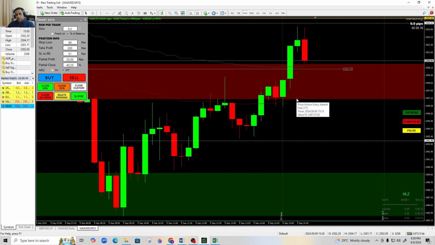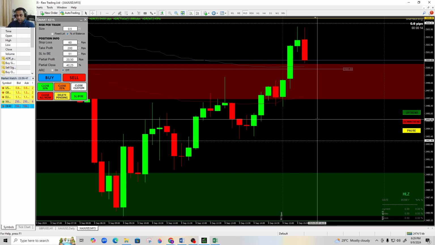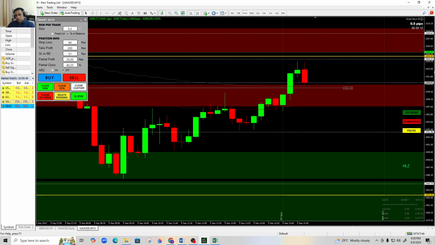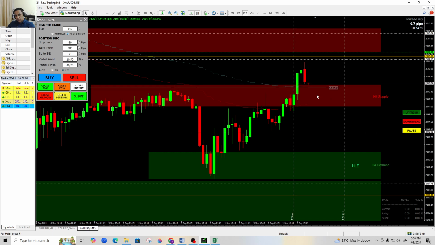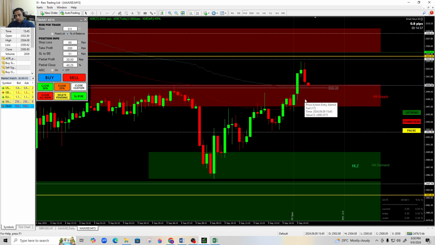That doesn't mean I take a trade from there. My areas are very clear right at the beginning of the session. Where I plan to take a trade is set beforehand. Okay, so the candle closed above the supply zone and price is pushing down.